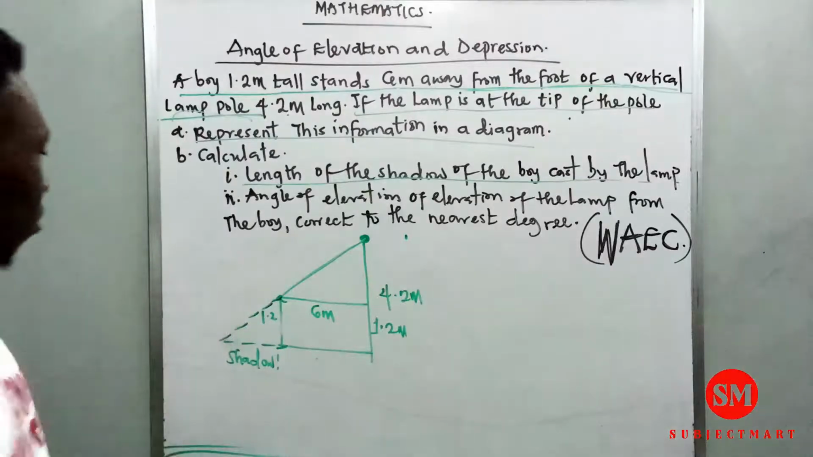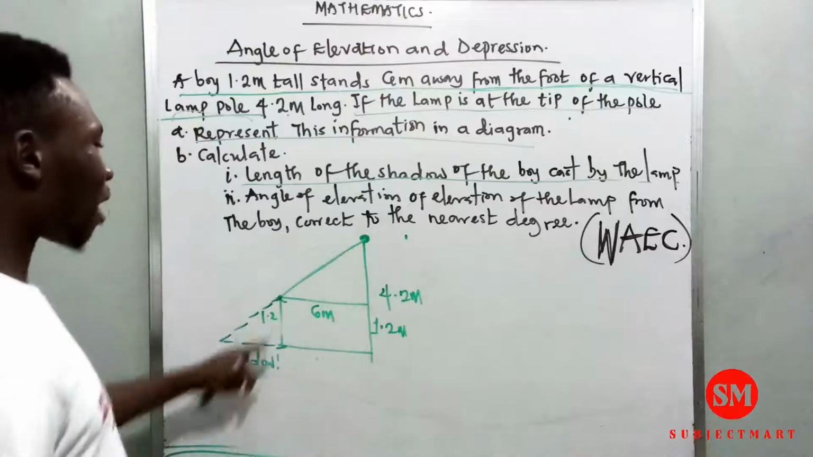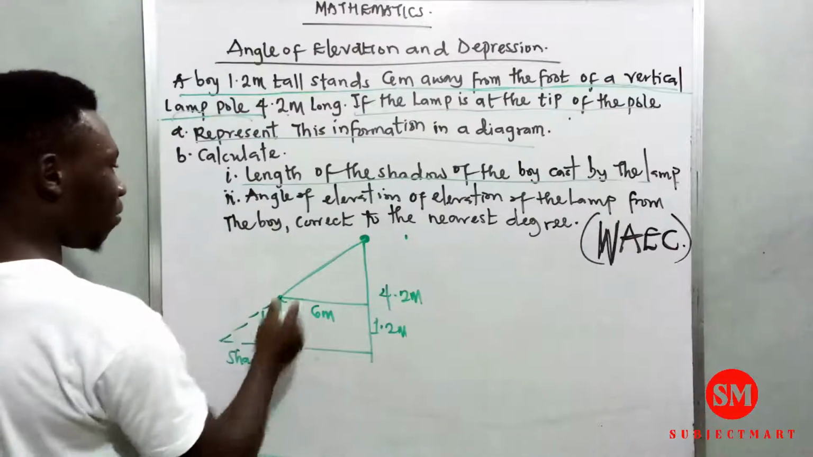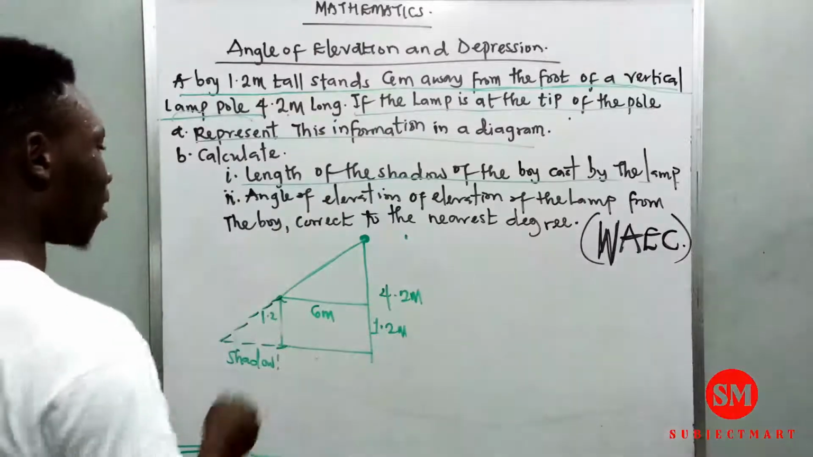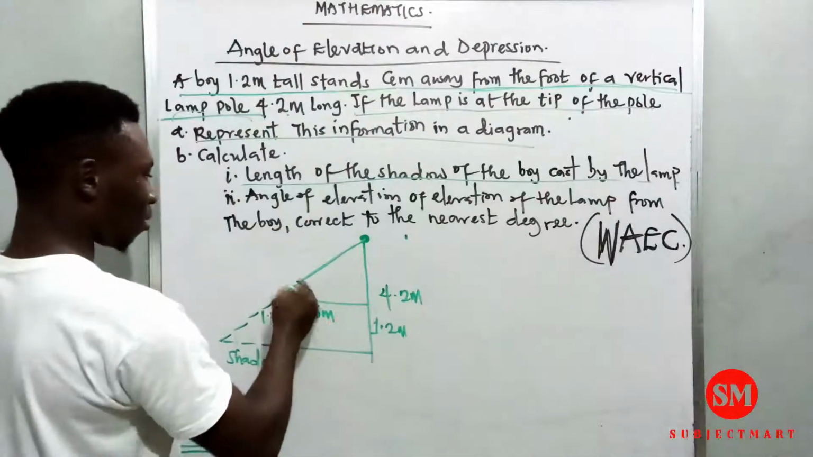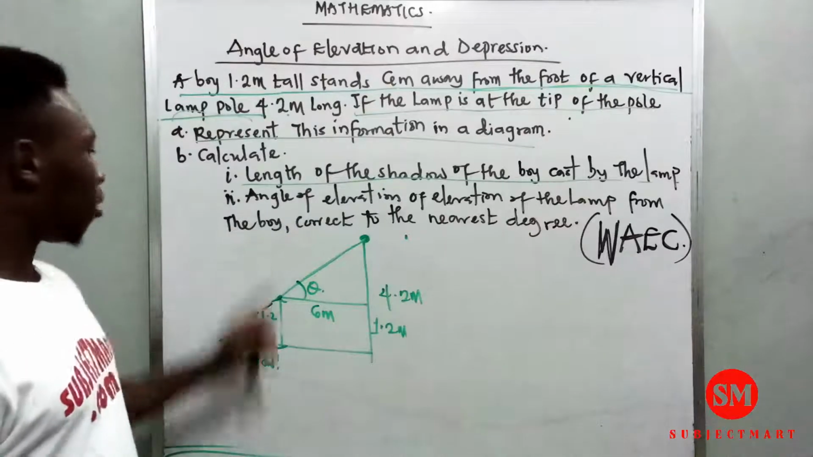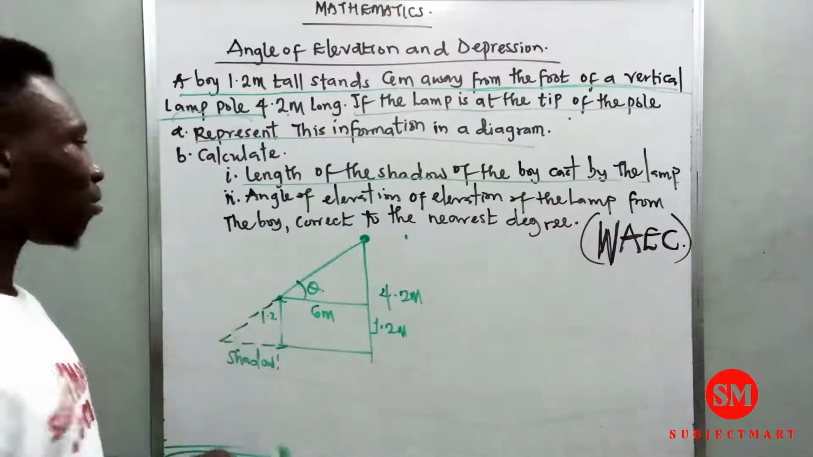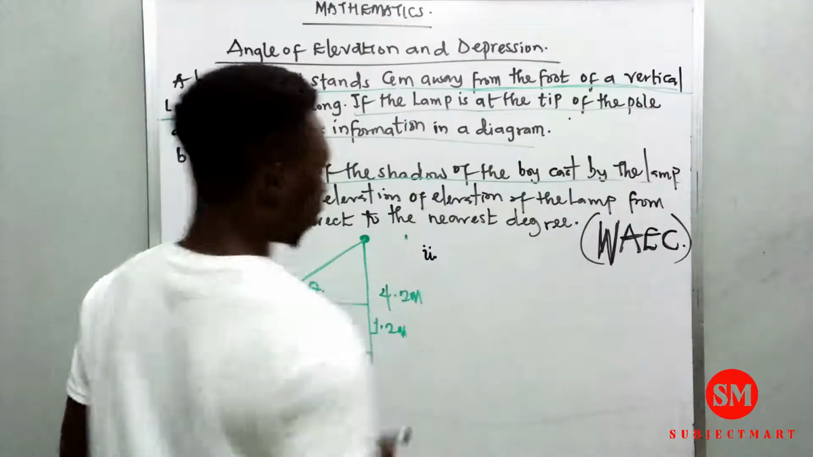And this is his shadow, reflecting from his head to the ground, caused by the lamp. But we cannot find this shadow if we don't know the internal angle. We have to find our internal angle first, which is theta, before being able to find it. So we have to solve for theta first.